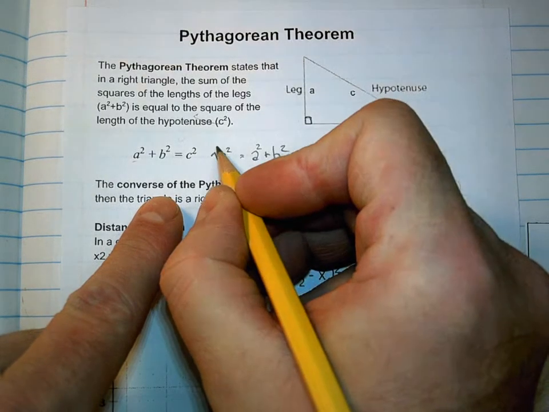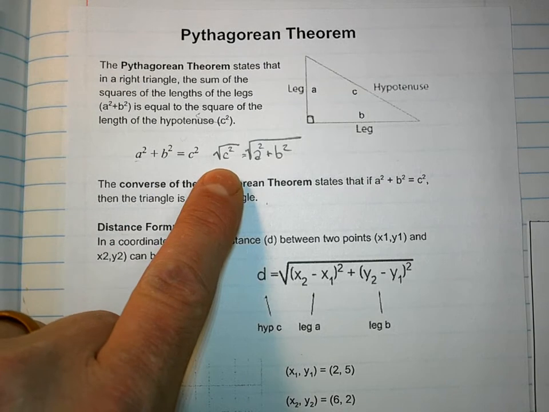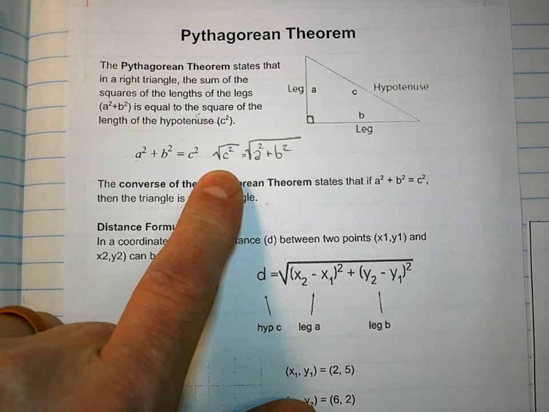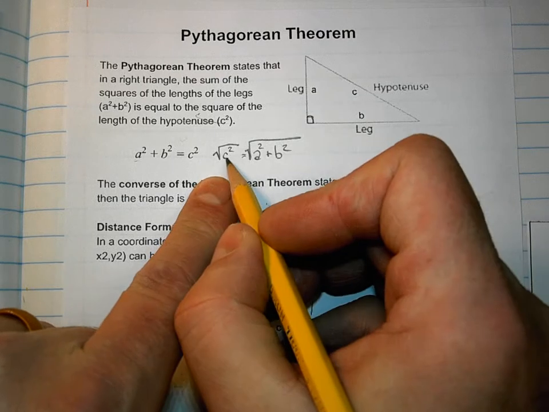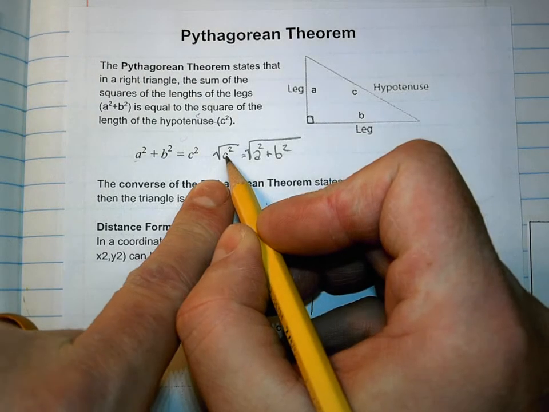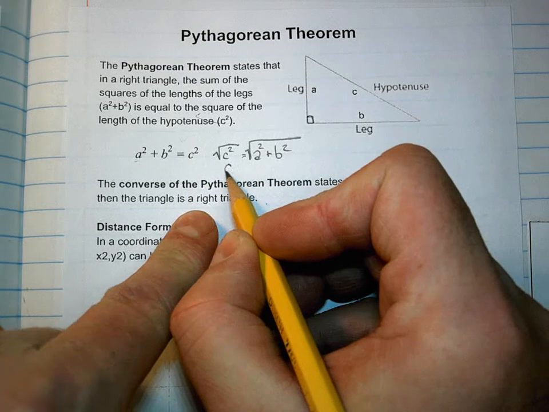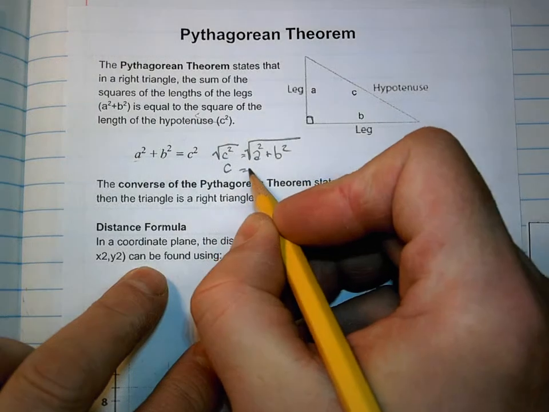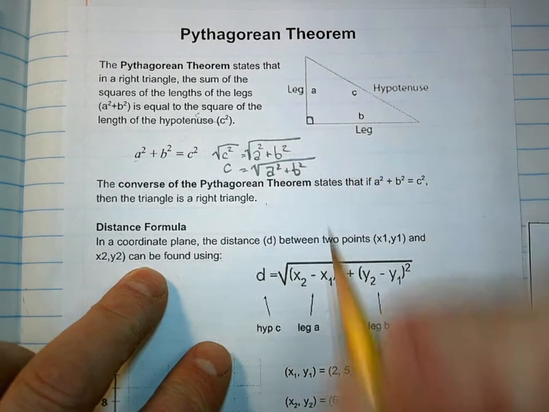If I square root both sides, what number times itself is c squared? c times c, right? So c times c is c squared, so the square root of c squared is c. So c equals the square root of a squared plus b squared.